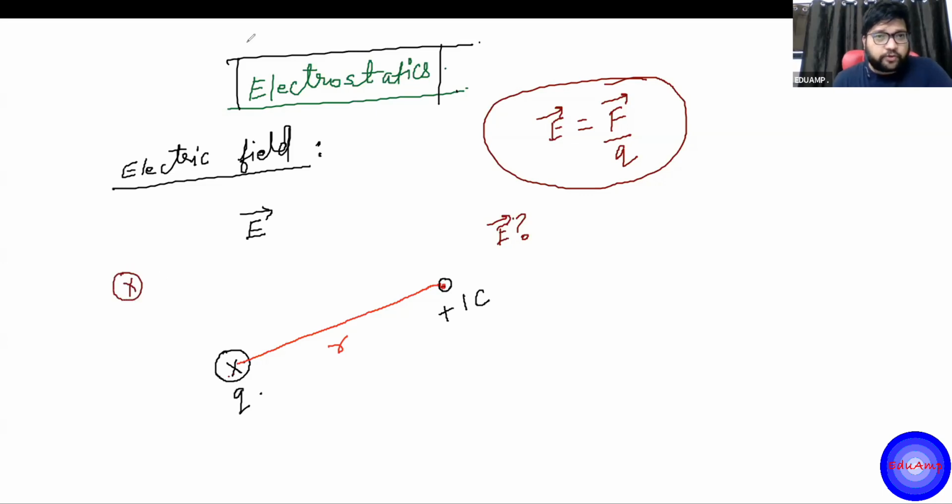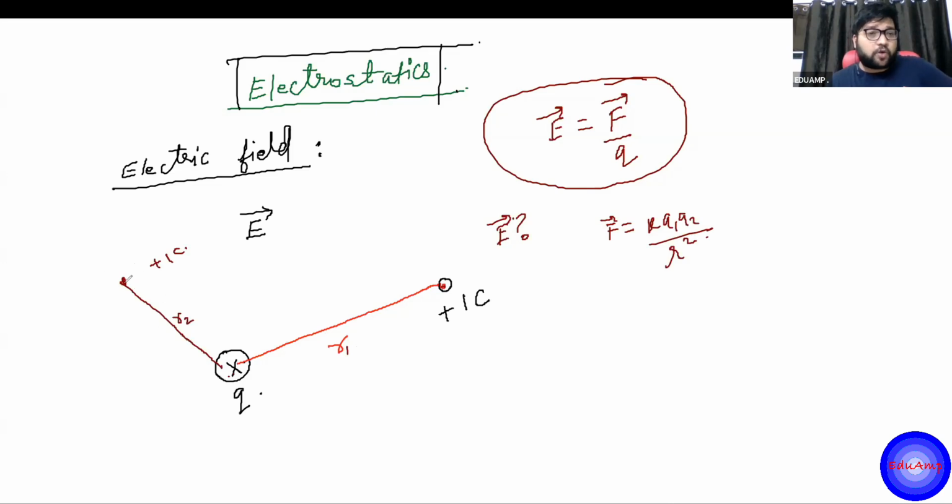What you do is simply take a unit positive charge, +1 coulomb, and put it at this point, and then find what the force is. Using Coulomb's law, force is equal to K Q1 Q2 upon R square. Let's say the distance is given. Let's say this is R2, the distance is R2, and this is R1.